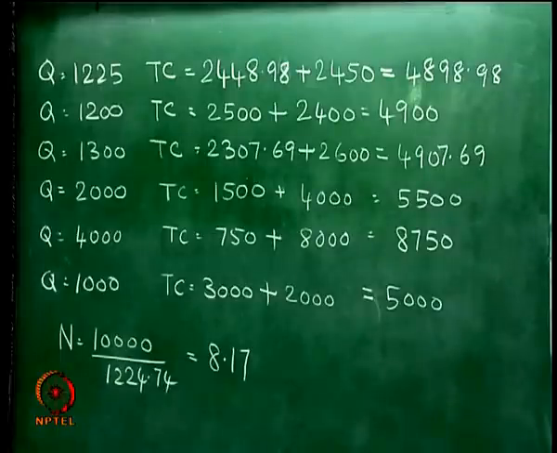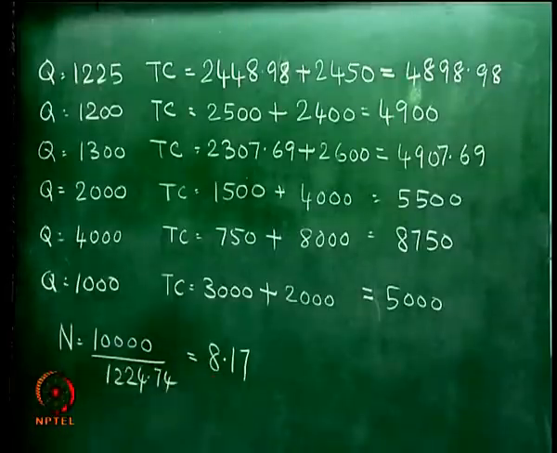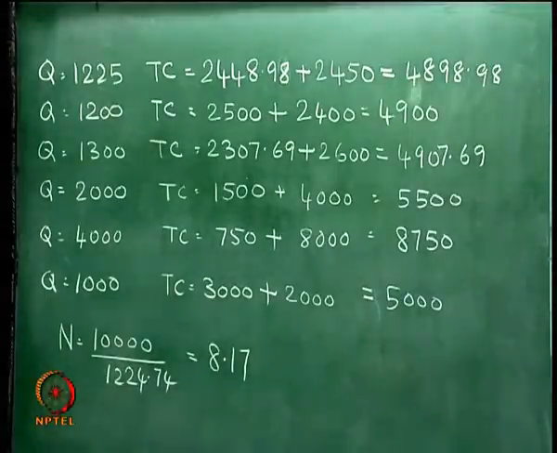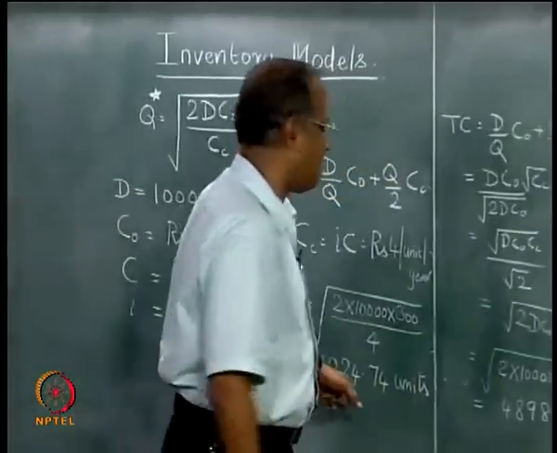Now this raises another question, whether the number of orders per year should be an integer or not. The easier thing to do is to assume that it is an integer. So I order 8 times in a year. So roughly I order every 1.5 months, since 1.5 into 8 is 12. And it is also convenient that if we make this 8 orders per year, the order quantity would become 10,000 divided by 8, which is 1250, instead of 1224.74.